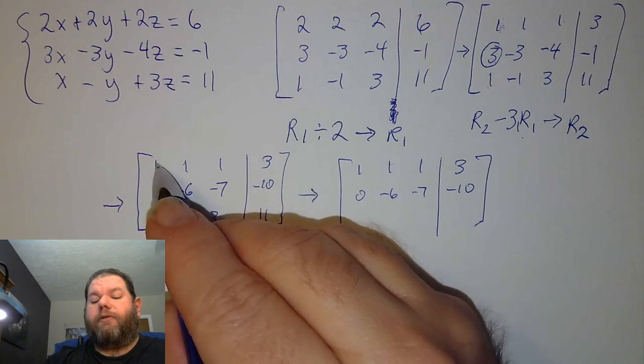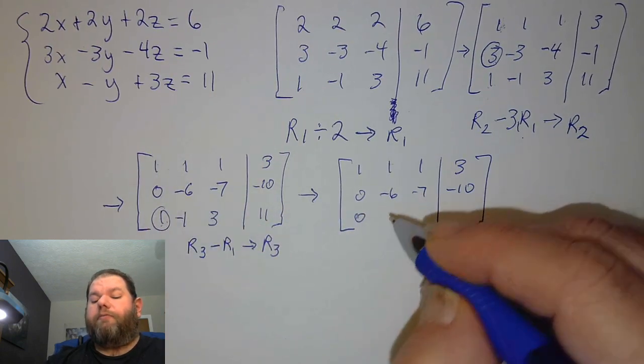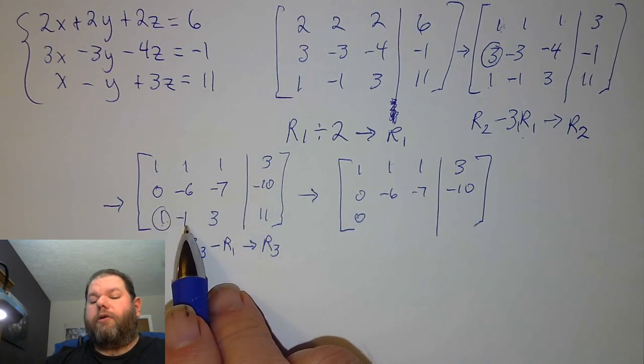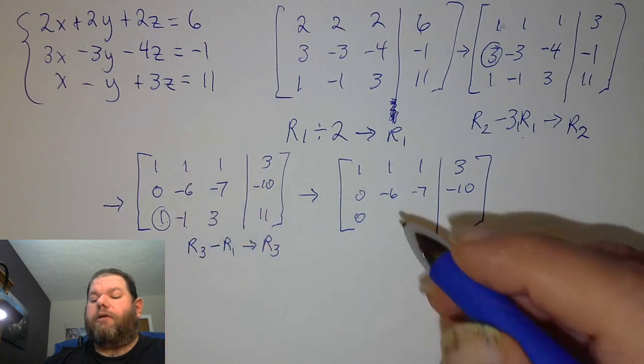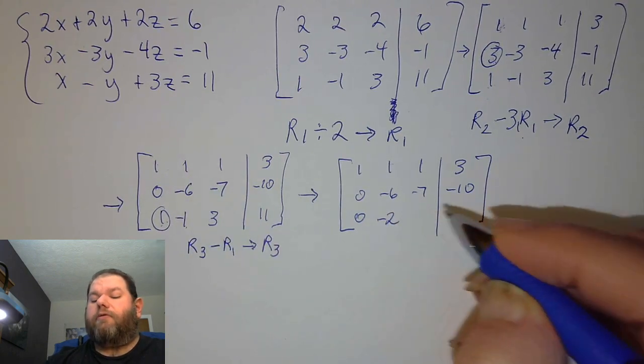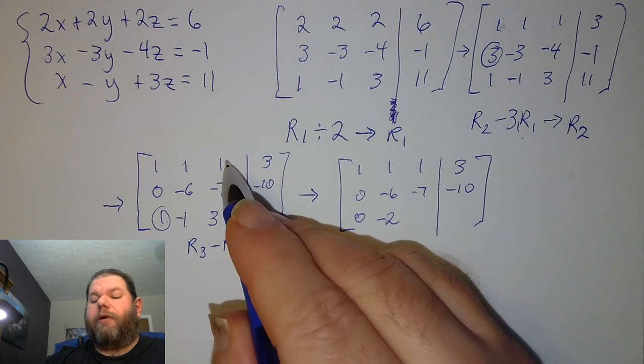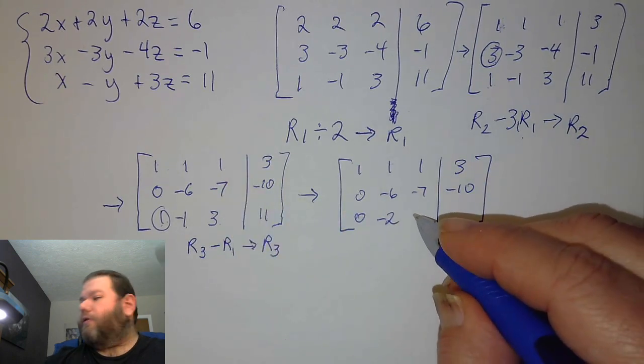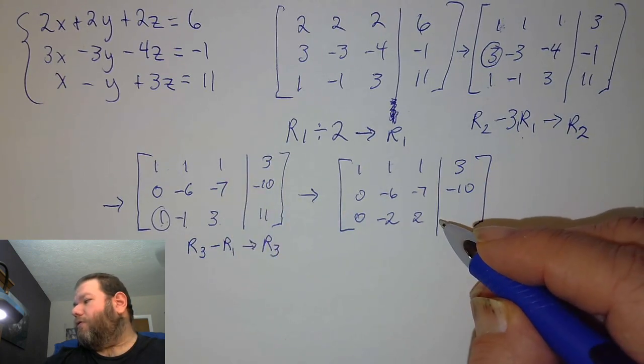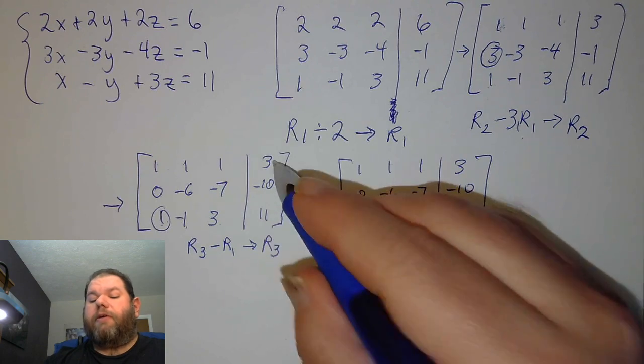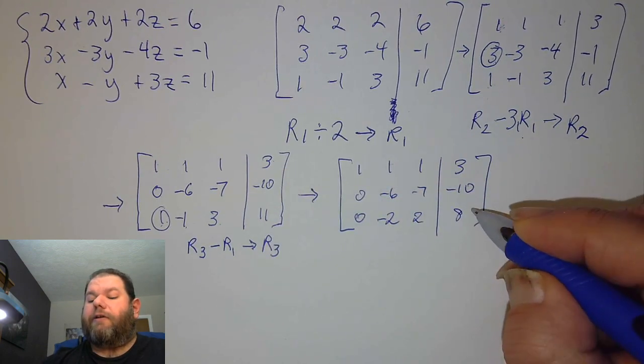So 1 minus 1 gives us 0. Negative 1 minus 1, negative 2. 3 minus 1, 2. And 11 minus 3, 8.